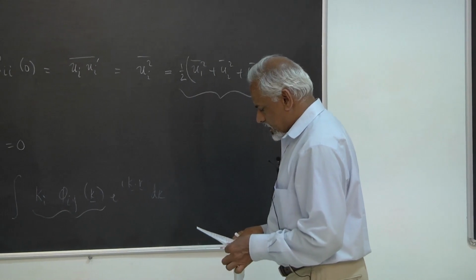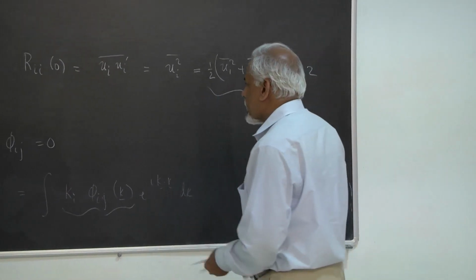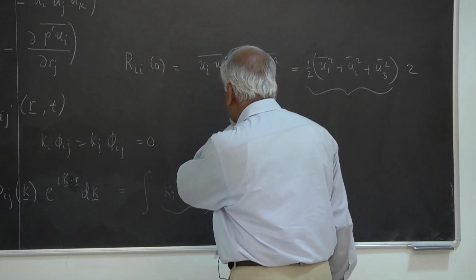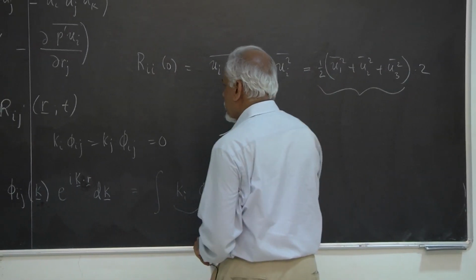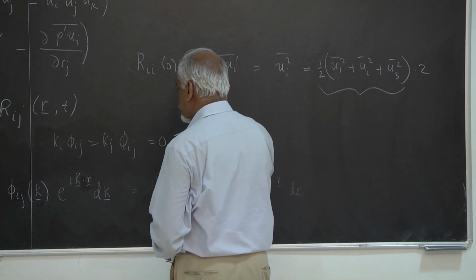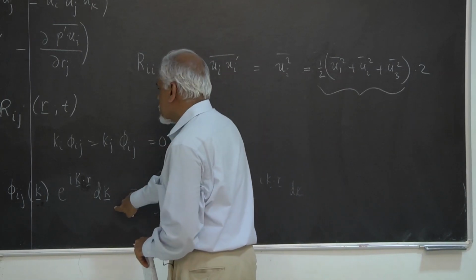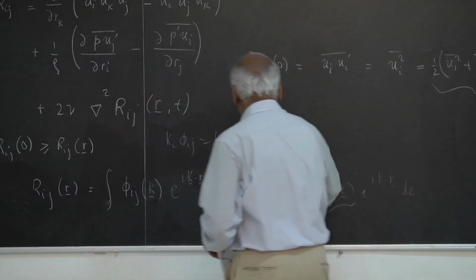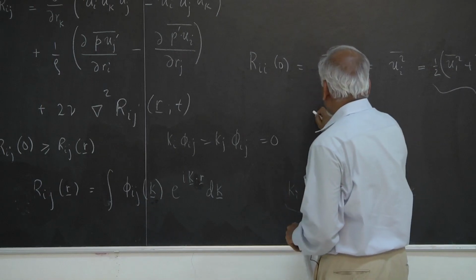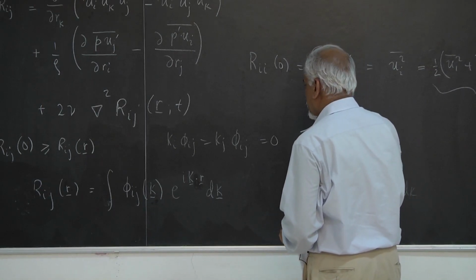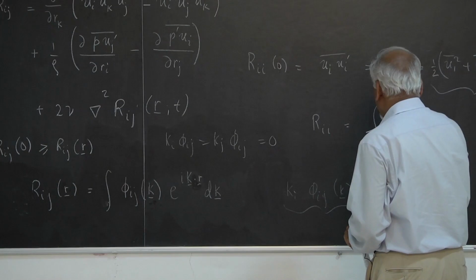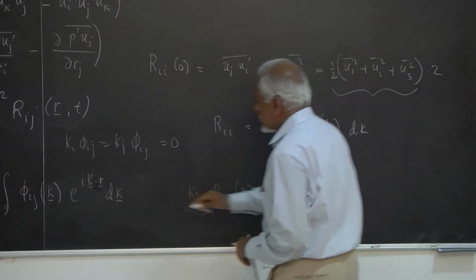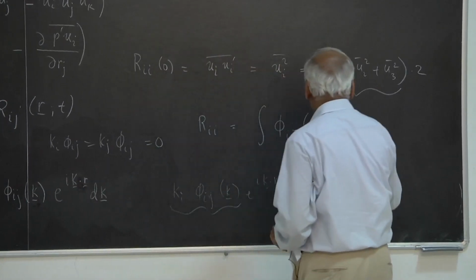And let's see what else I should say. When you have that, I go to this formula here without all this. If you do that, R_ii equals the integral of phi of k dk, because this term is just 0, because r is 0.